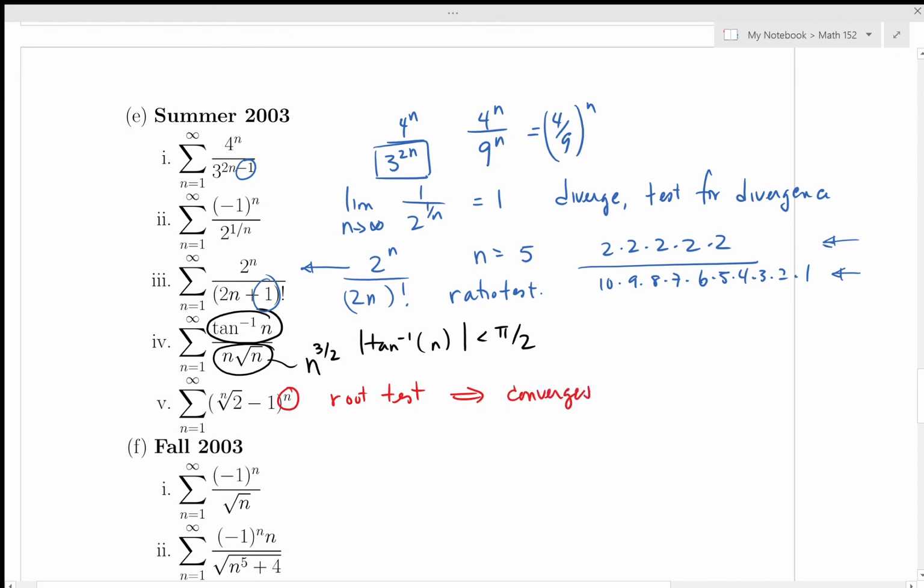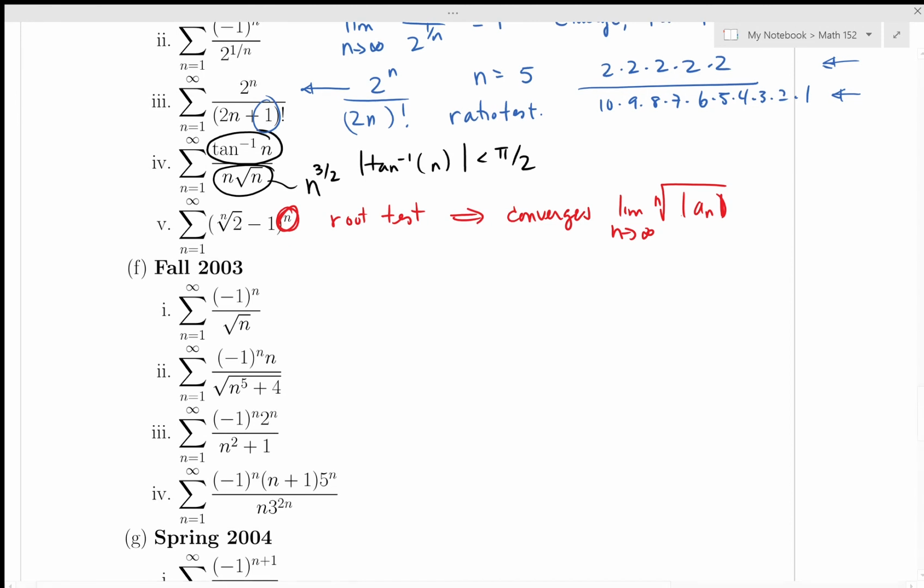Because when I take the root test, we're looking at the limit as n goes to infinity of the absolute value of a_n, the nth root of a_n. Because I see the nth power here, I'm going to take the nth root. That's going to be algebraically nice. So I would head towards the root test on that. This is all a matter of experience, how many of them you've done.